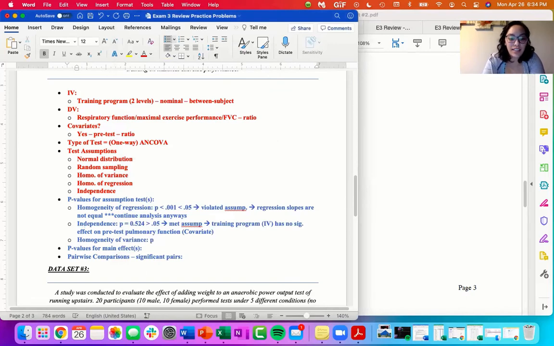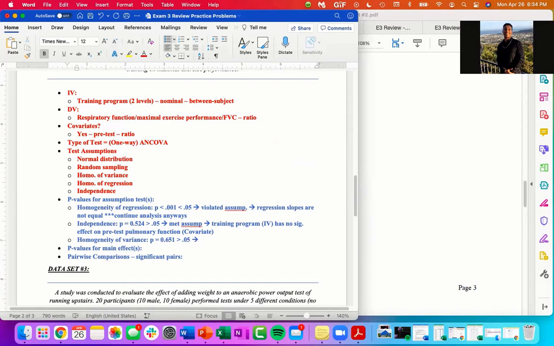And what would that indicate? Wait, what am I doing? 0.65. It's greater than 0.05. So just equal variance is assumed? Yep, so we've met our assumption.